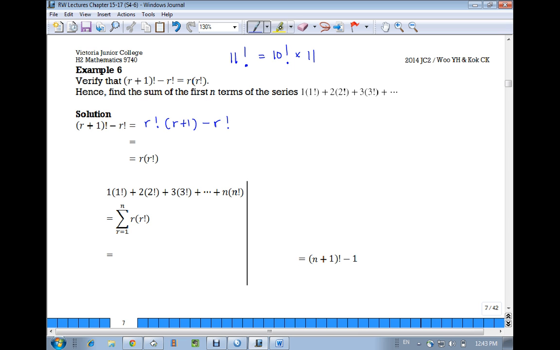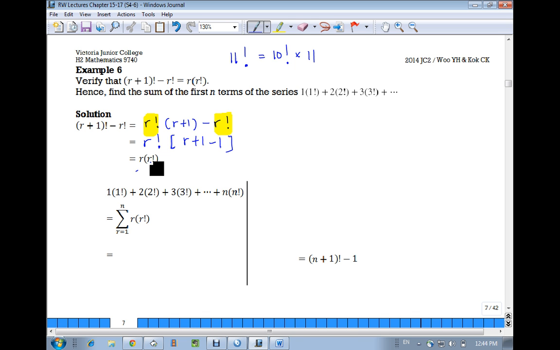Why do I do that? I want to have the r factorial out. Then I can factorize the r factorial, and then I have r plus 1 minus 1. Then I have r times r factorial. Got it?